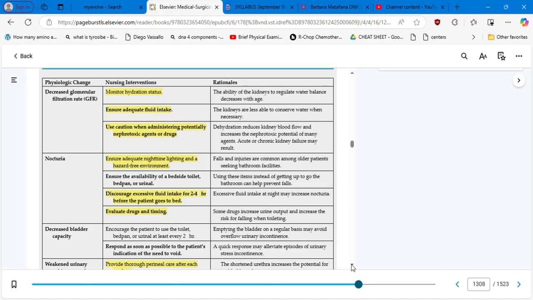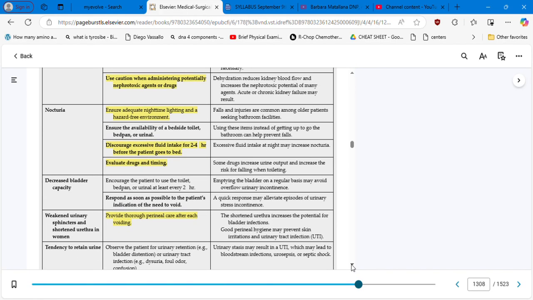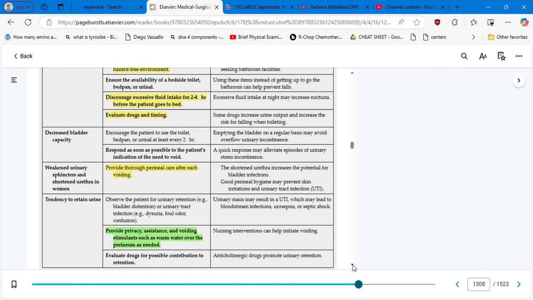Nocturia, decreased bladder capacity. Encourage the patient to use the toilet, bedpan, or urinal at least every 2 hours. The bladder is going to express very often, right? Respond as soon as possible to the patient's indication of the need to void, yes.